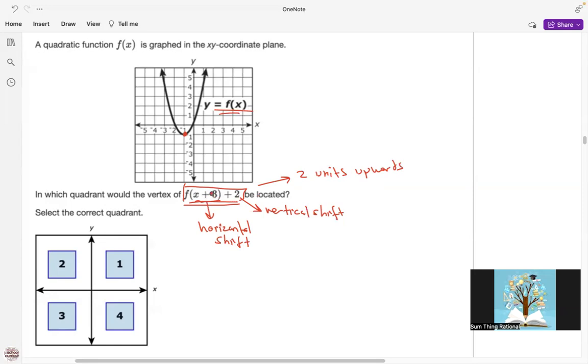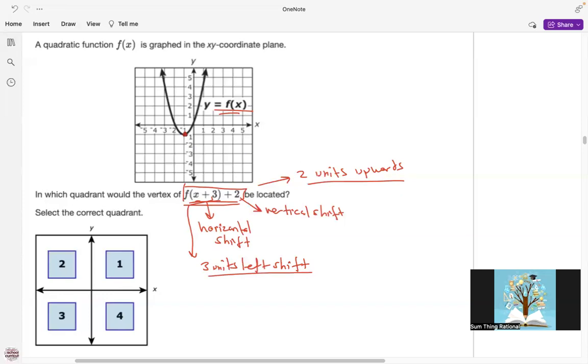Then plus 3 inside the parentheses is a reverse operation. So not 3 units right, but 3 units left shift. Since we understand the transformation, the new graph will be shifted 3 units left from the original graph and 2 units upward.